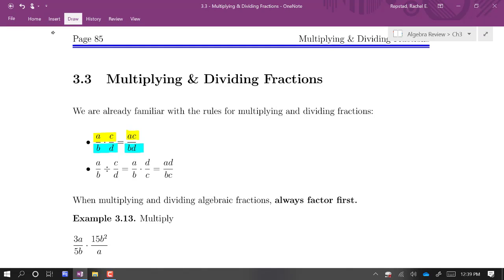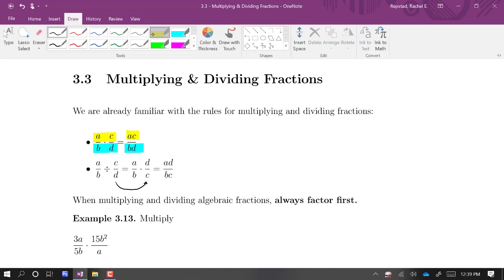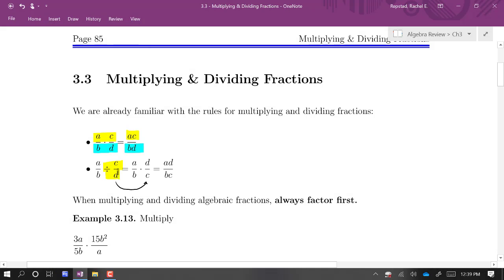The way we divide two fractions is, let's say I have a over b and I'm dividing it by c over d. The a over b stays the same, but we flip the bottom over, we turn it into a multiplication problem. So dividing by the fraction c over d is equivalent to multiplying by the fraction d over c, and then we just work out the product the way we multiply fractions.